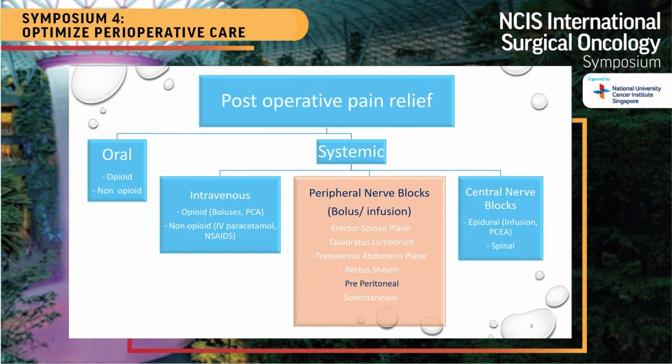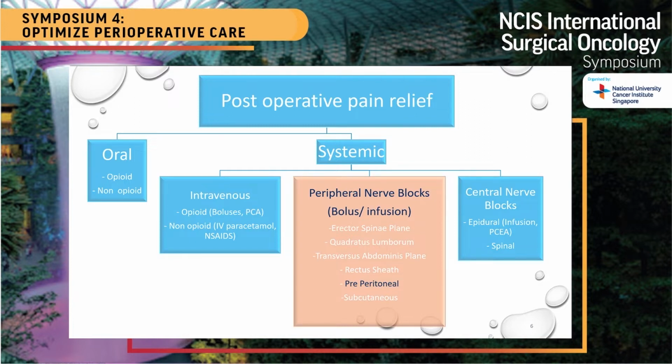With regards to the systemic options, I've broadly divided them into 3 categories: intravenous, peripheral, and central nerve blocks. For intravenous analgesia, they can be divided into opioid and non-opioids again, and the opioids can be administered as boluses or infusion, and even as patient-controlled analgesia, what we know as PCA. Peripheral nerve blocks work by blocking transmission of pain from nociceptive efferents from the wound surface, and also inhibiting local inflammatory response to injury that can sensitize nociceptive receptors and contribute to pain or hyperalgesia.